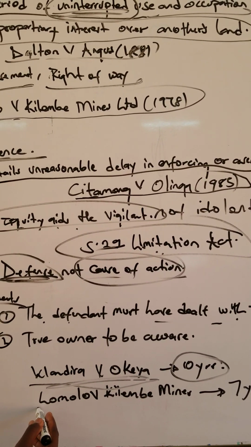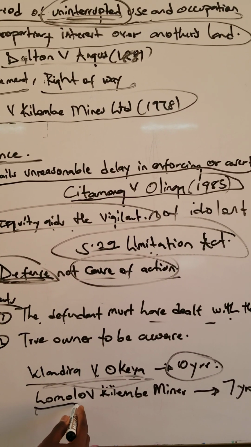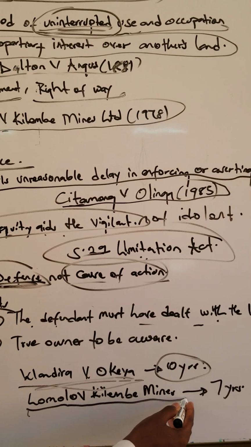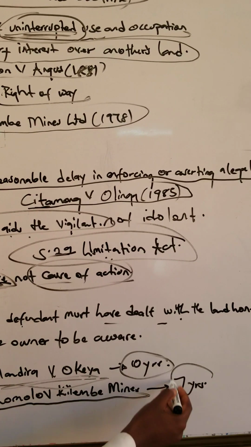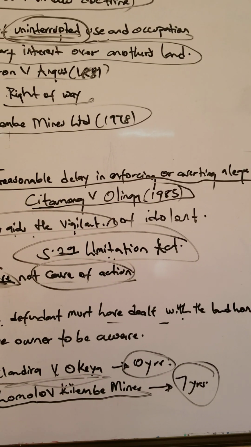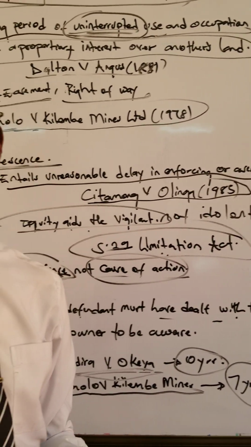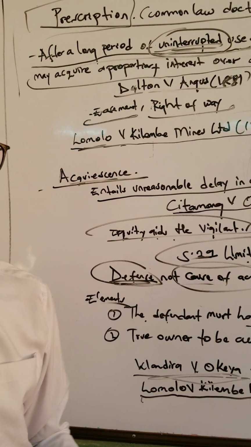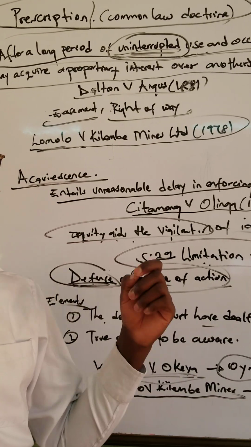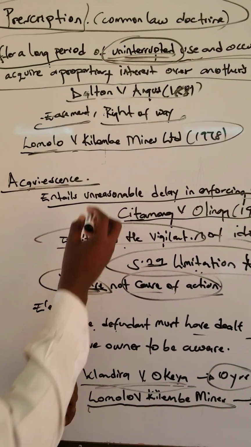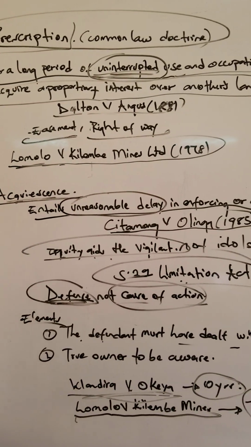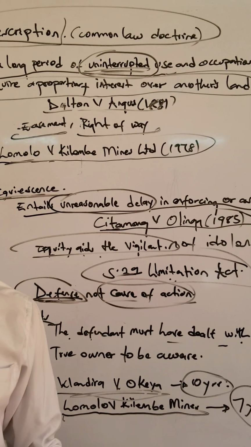But for Lomono versus Chilembe Mines, they considered 7 years. So this shows you that it doesn't have a particular time. However, it is for the court to determine that this is unreasonable delay. The key point here is that this amounted to unreasonable delay.